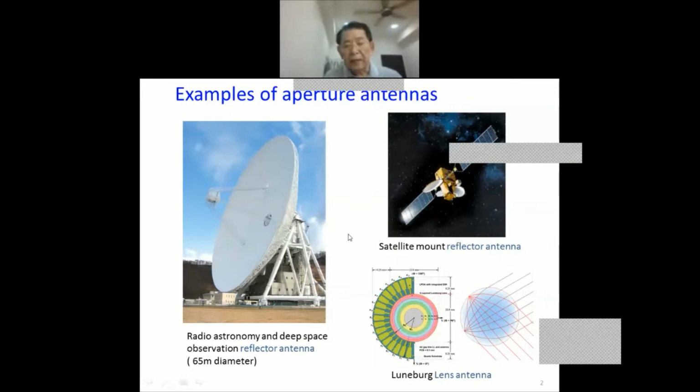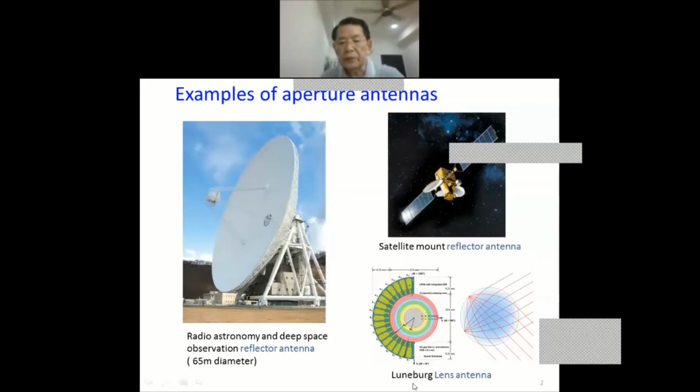Another example is the lens antenna. What is the meaning of aperture? The radiation area is like this, some flat area. This is called the aperture. This is a technical word for antennas. This satellite antenna also has this radiating flat plate.